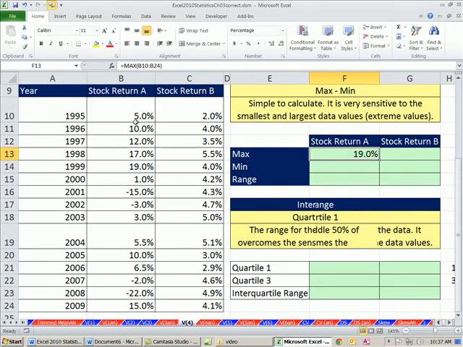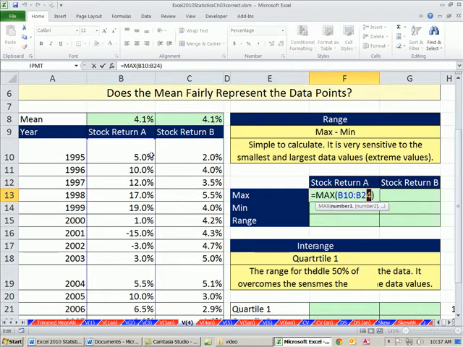Control Enter. And I'm going to drag this over. Notice that in that blue box, they're all relative cell references. So when I copy this over, it moves over there. All right. Oh, OK, so the max is 19. Well, that's great. I'd love to earn 19%. Oh, the max here is only 5.5.